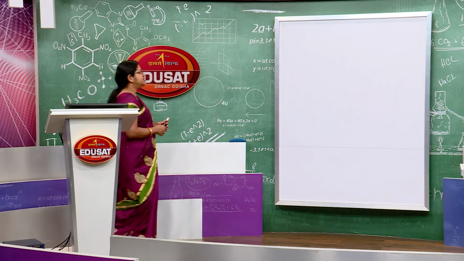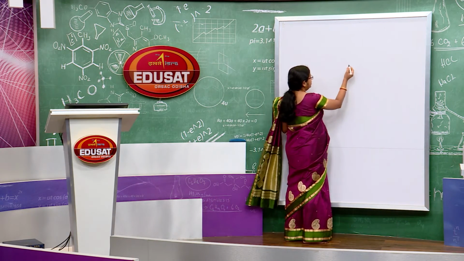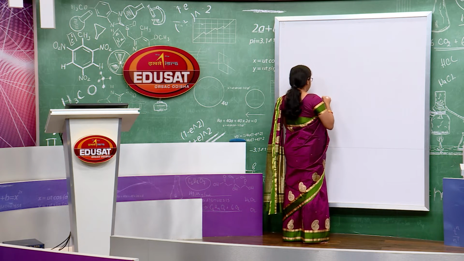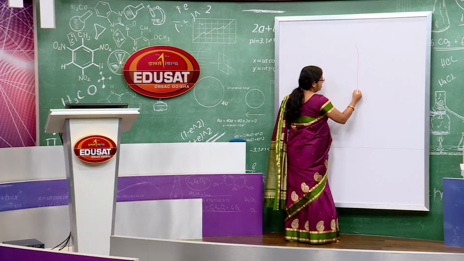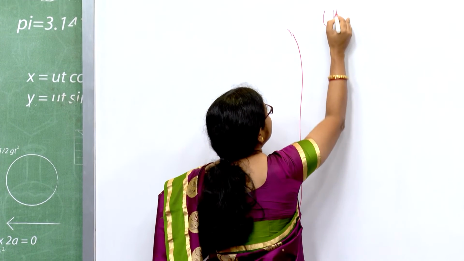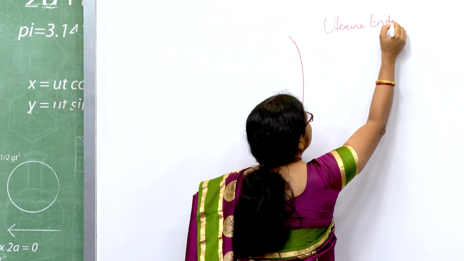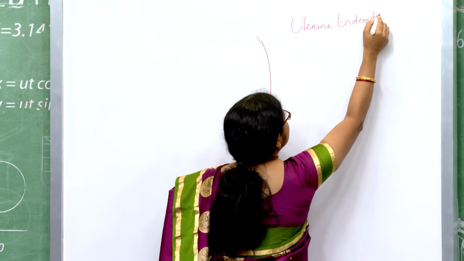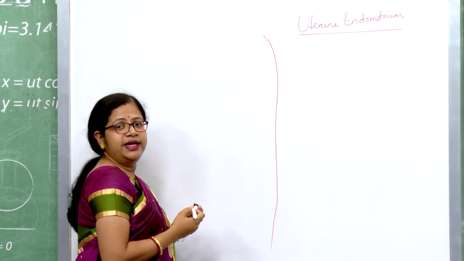We will draw one single diagram, and with the help of that single diagram we will understand the entire mechanism. So, let me first draw the uterine endometrial lining. This is the uterine endometrium, or the place where your implantation will take place.